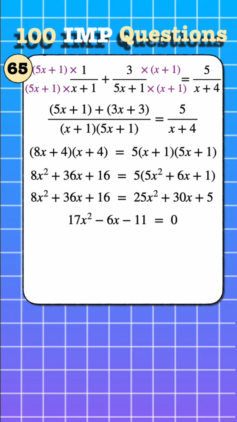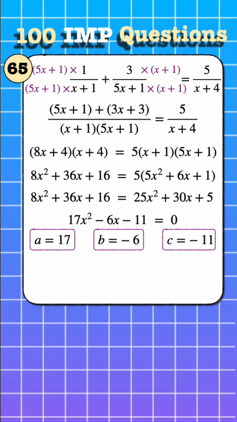Okay, so this is a quadratic equation. So compare it with the standard form ax square plus bx plus c. Note down the a, b, c values. Okay, x square coefficient is 17, which is a value. Then b is x coefficient minus 6, c is constant minus 11. Write down the quadratic formula. So x is equal to minus b plus or minus under root b square minus 4ac upon 2a.